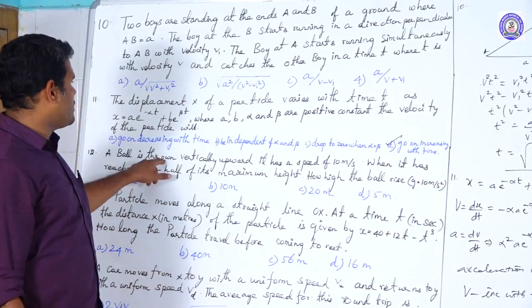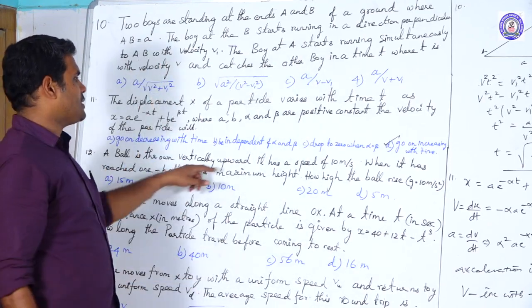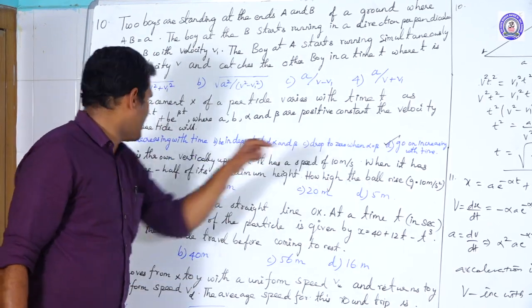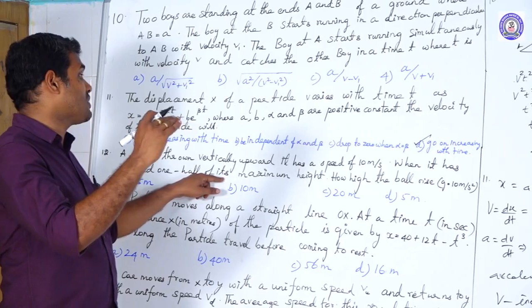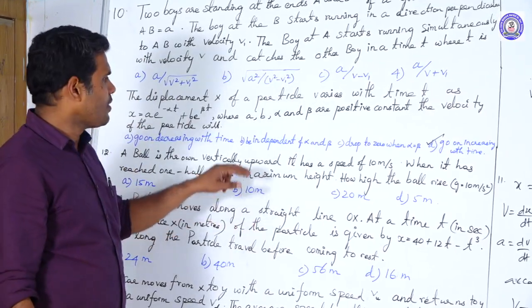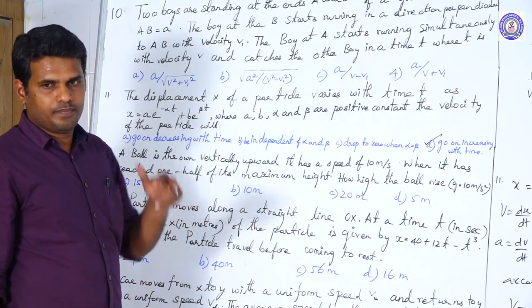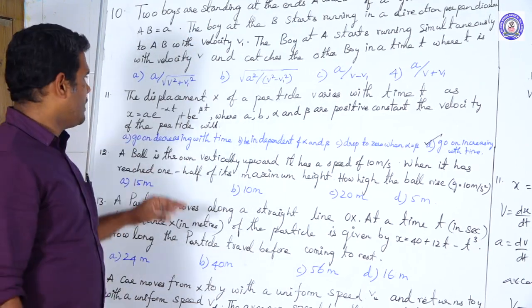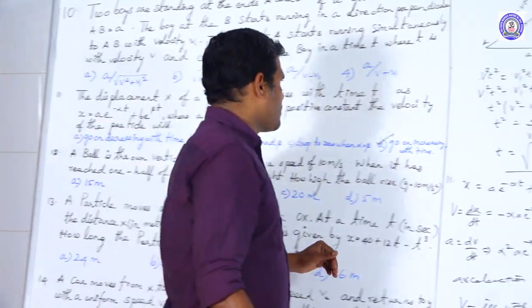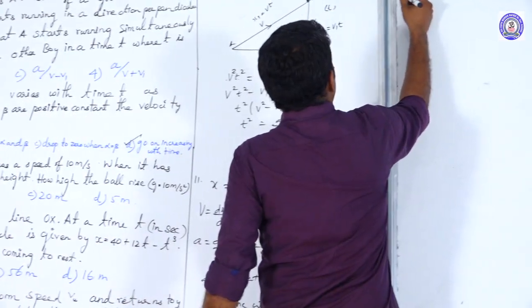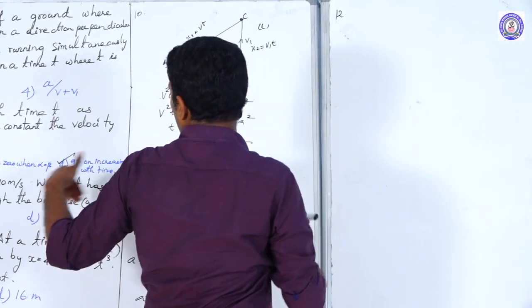12. A ball is thrown vertically upward. It has a speed of 10 meters per second when it has reached 1/2 of its maximum height. How high does the ball rise? So if you just look at question number 12, a ball is thrown vertically upwards.